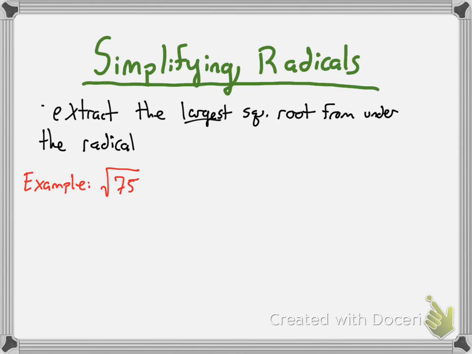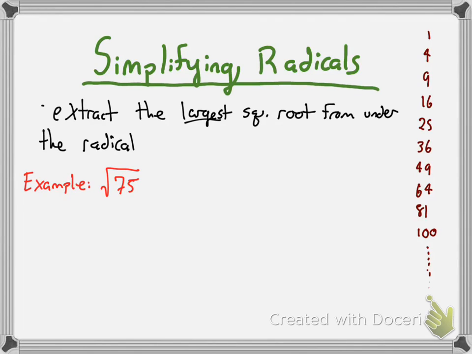When I look at this number, I want to think, is there any perfect square that I could pull out of 75? As a reminder, let's go through our perfect squares 1 through 10. 1 squared is 1, 2 squared is 4, 3 squared is 9, 4 times 4 is 16, 5 squared 25, 6 times 6 is 36, 7 squared is 49, 8 squared 64, 9 squared 81, 10 squared 100. The list goes on, but if you know the perfect squares of 1 through 10, you should be good to go.